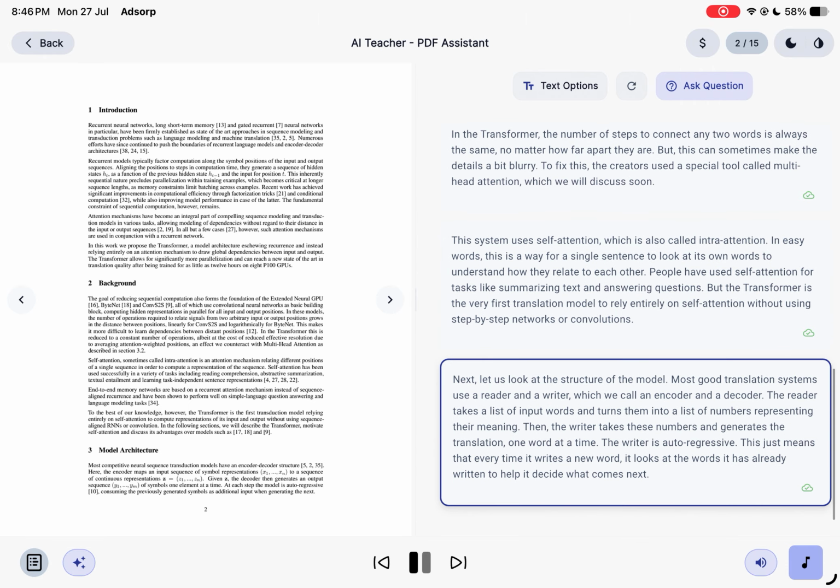Next, let us look at the structure of the model. Most good translation systems use a reader and a writer, which we call an encoder and a decoder. The reader takes a list of input words and turns them into a list of numbers representing their meaning. Then, the writer takes these numbers and generates the translation one word at a time. The writer is autoregressive. This just means that every time it writes a new word, it looks at the words it has already written to help it decide what comes next.